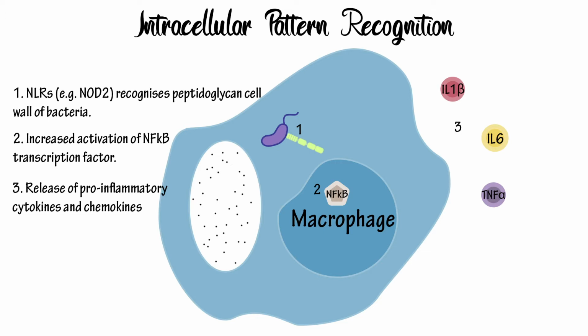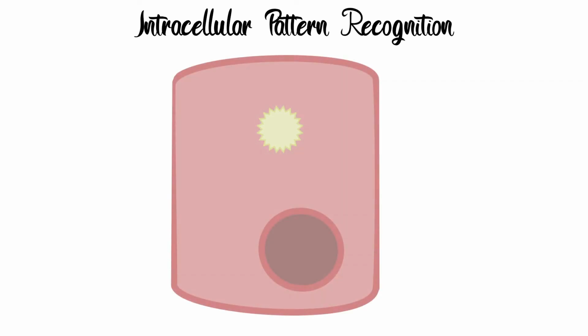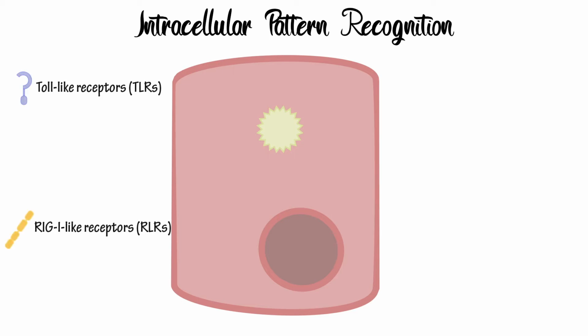But what if we have a pathogen like a virus? Replicating inside the cell, it's less likely that a tissue-resident immune cell will come across a pathogen outside the cell, and our NOD receptors only recognize the peptidoglycan cell wall. So we need certain intracellular toll-like receptors and RIG-like receptors to identify components of viruses. Recognition by these receptors leads to the increased activation of transcription factor interferon regulatory factor, or IRF for short.